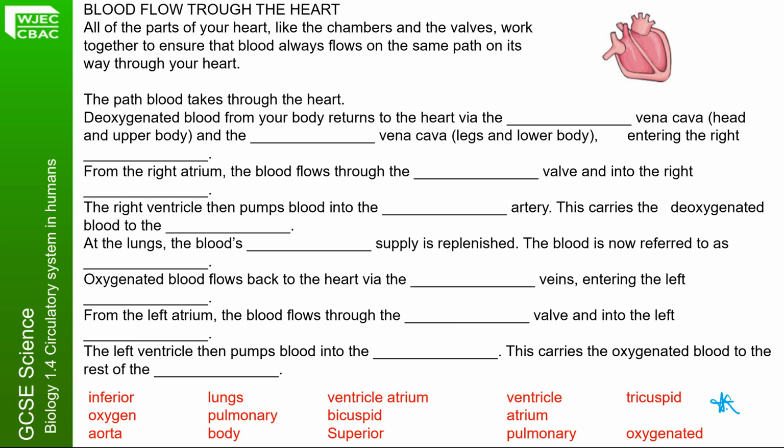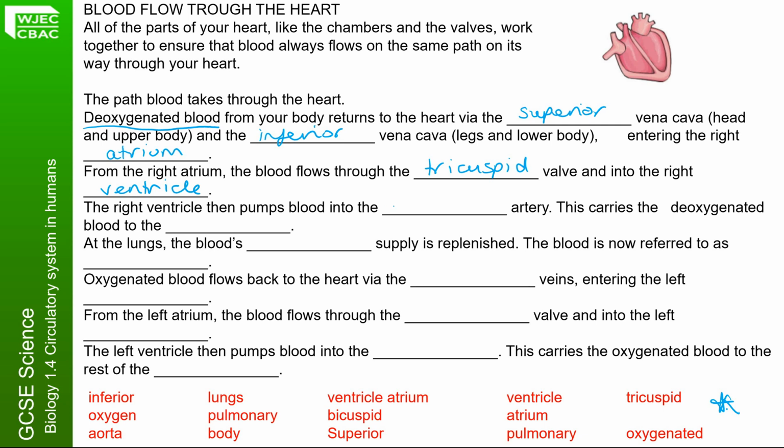So, the path the blood takes through the heart. First of all, deoxygenated blood, blood with very little oxygen, and I'm doing it in blue so that you can see, returns to the heart via the superior vena cava, which is the one that comes from the head, think superior, higher up, and inferior vena cava, inferior means lower down, so from the legs and lower body, entering the right atrium. From the right atrium, the blood flows through the tricuspid valve into the right ventricle. And all this time, this blood is deoxygenated.